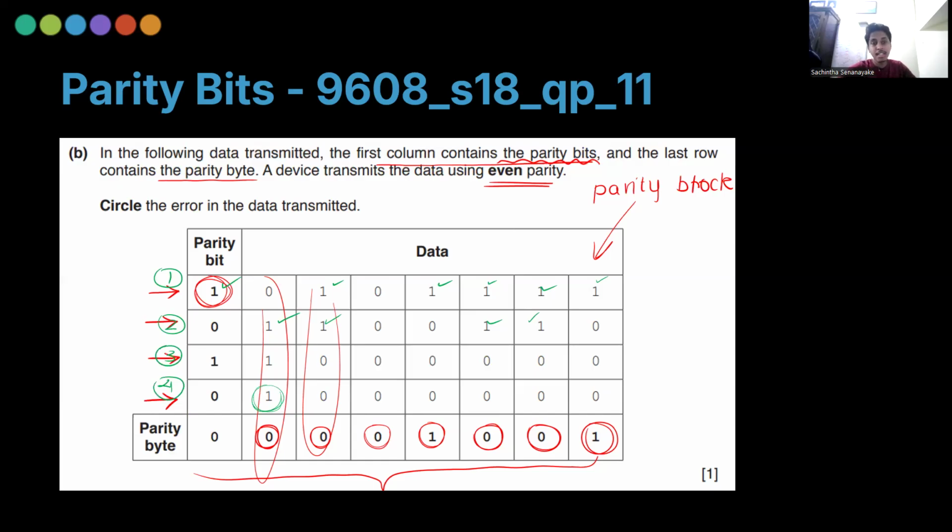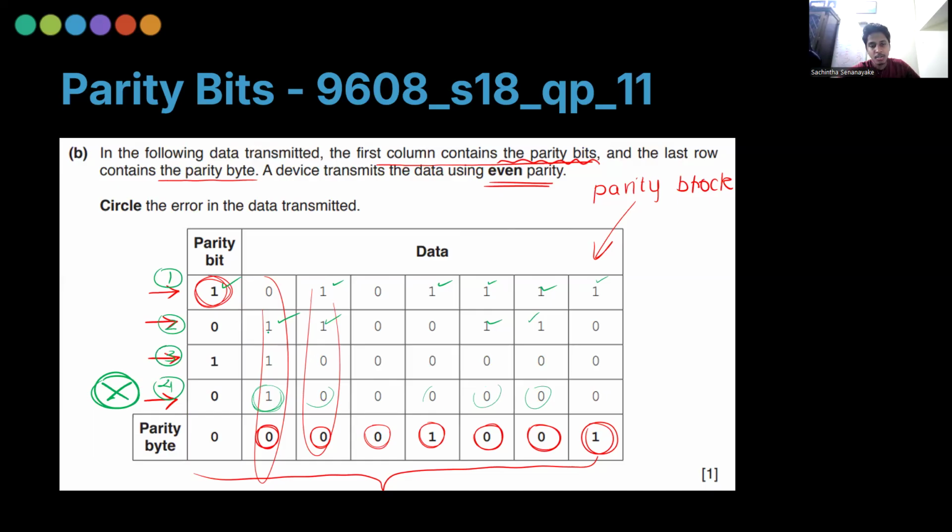But during transmission, one of the ones here in any of these positions may have become a 0. Do you understand? So therefore, we know for sure that the error has to be in row number 4. What about the column? Let's check our columns now.